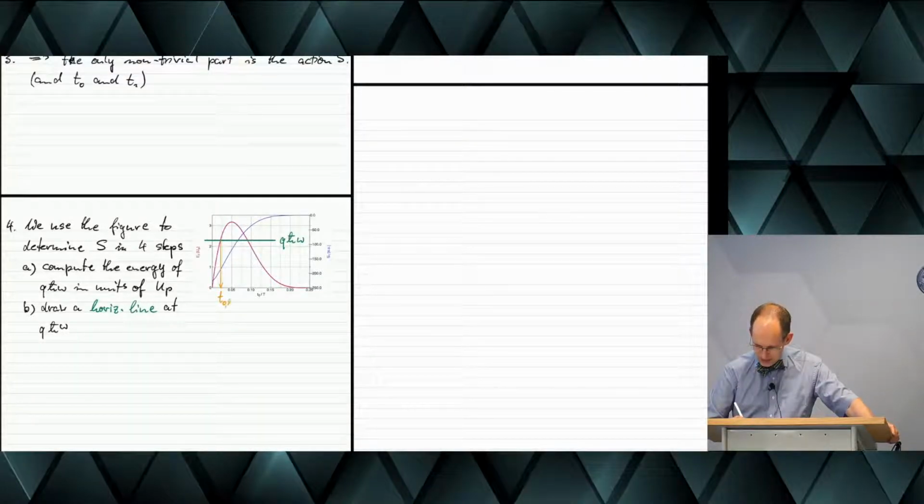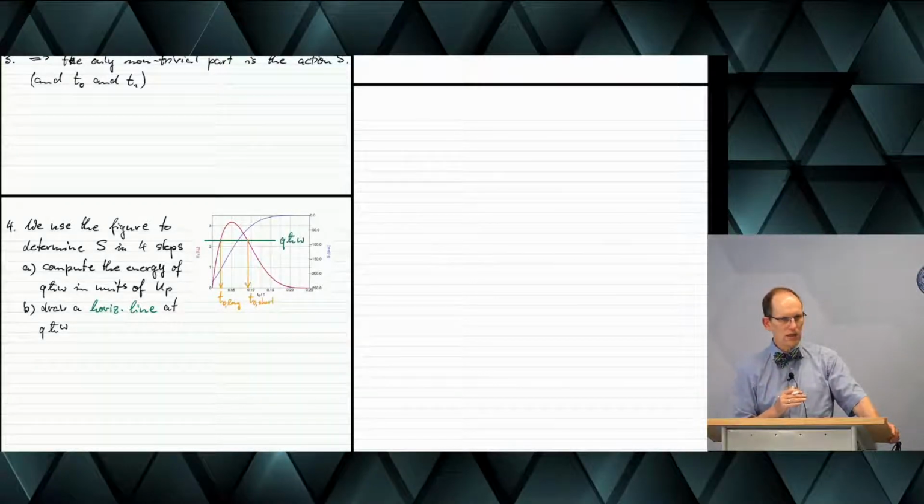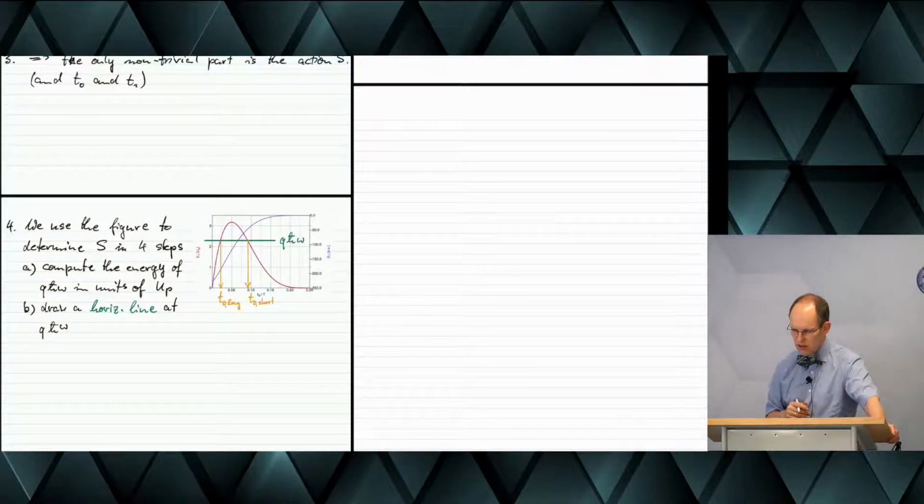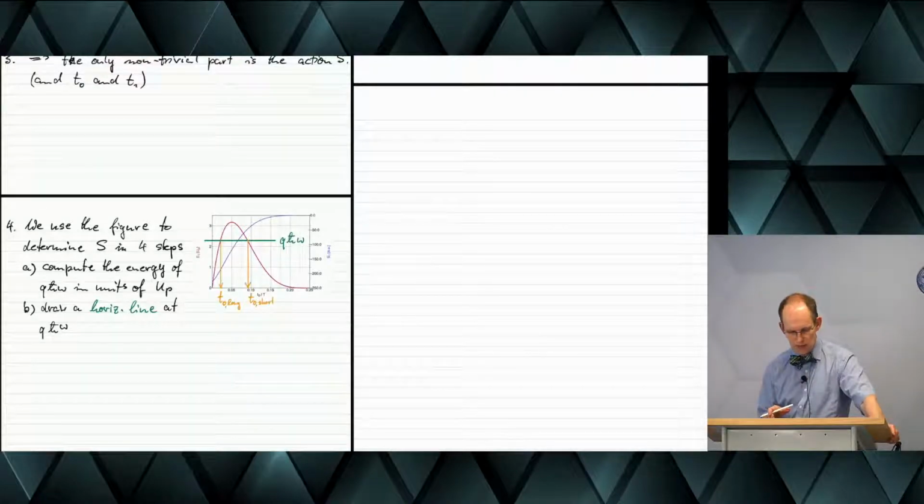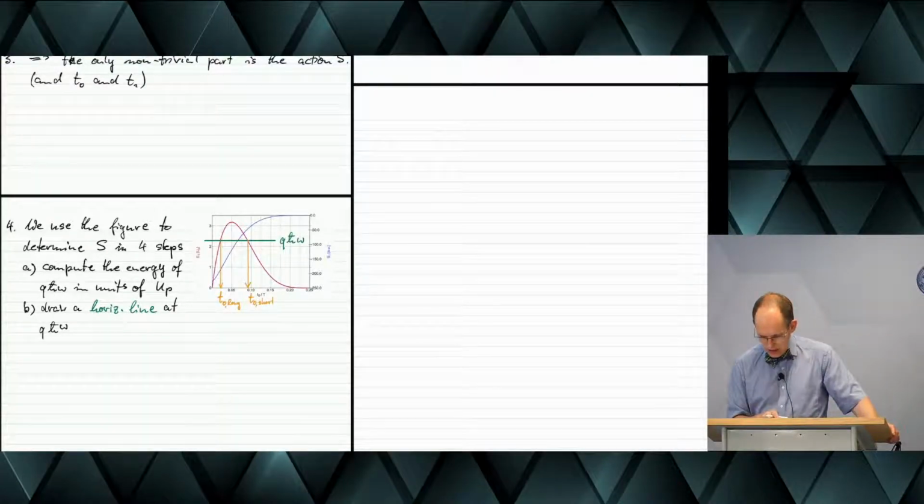We see that for each harmonic energy, there are actually 2 trajectories. Only for the cutoff trajectory, there is just 1. So this here would be the T0 for the short trajectory. I can say right away that the short trajectory is the more interesting one for high harmonic generation, because it turns out that this trajectory is favorable for phase matching.